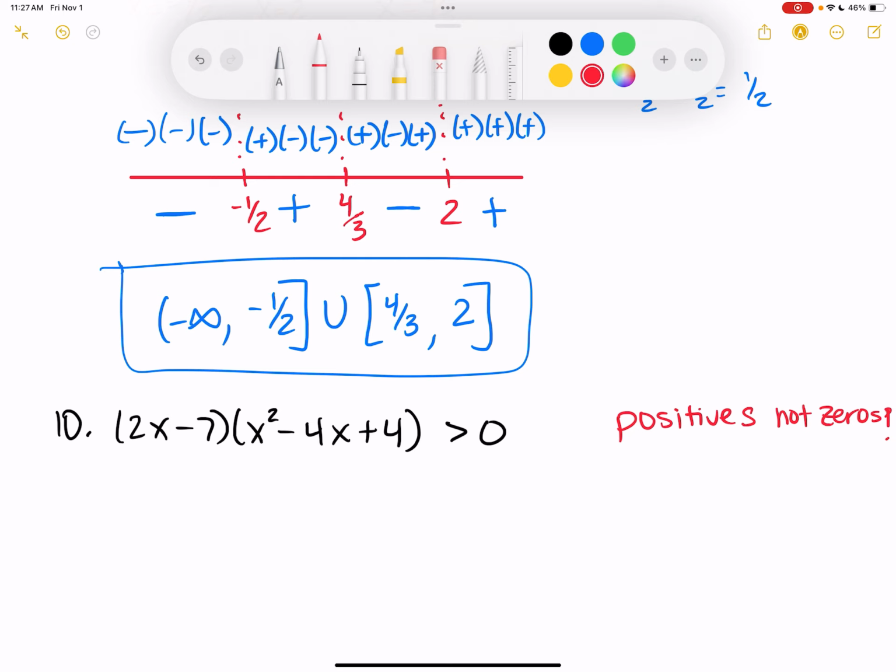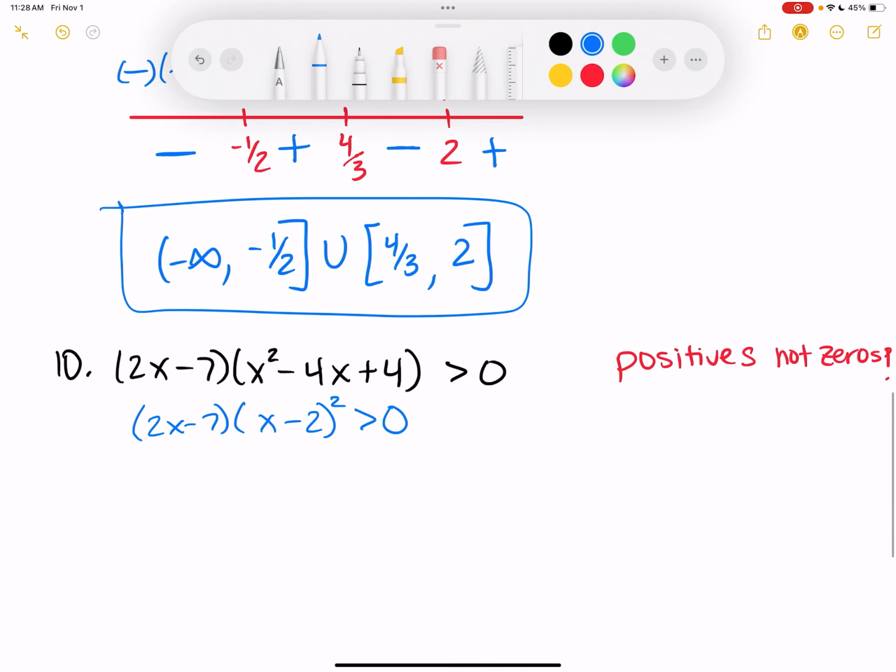All right, so is this factored all the way? Or can I take it farther? Yes, you can. What is it? x minus 2, yep, so x minus 2 squared. So when I go to plug numbers in, I'm going to use this revised one here. So now where are my zeros?